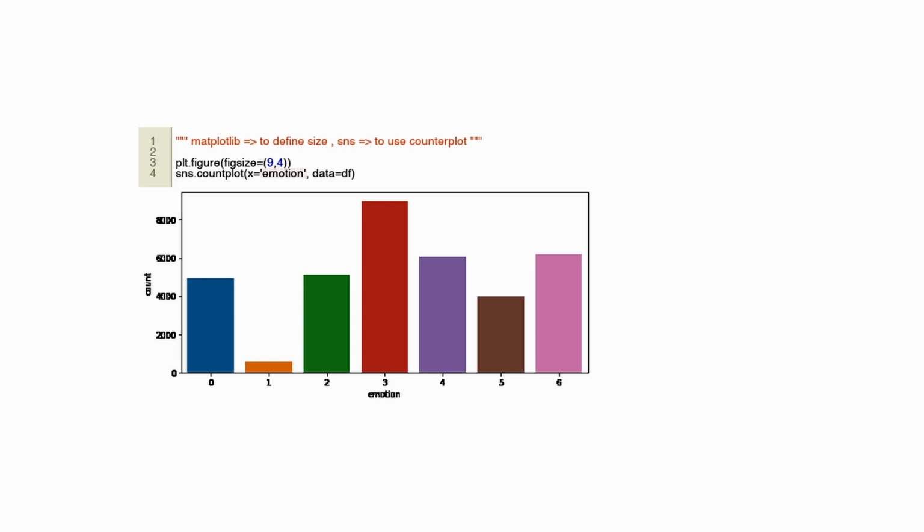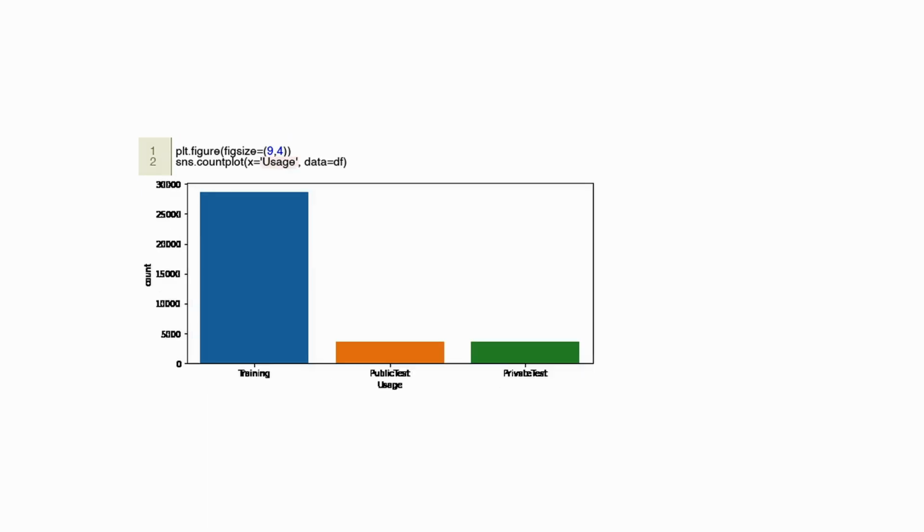Next, we use the countplot function from the Seaborn library to plot a bar graph of the emotion column from the data frame df. The x parameter specifies that we want to plot the counts of each unique value in the emotion column. Overall, this code sets up the environment to create a visual representation of the number of occurrences for each emotion category in our dataset.